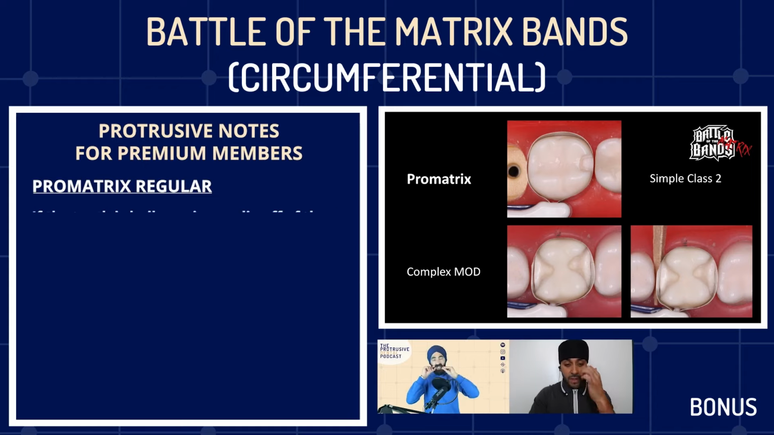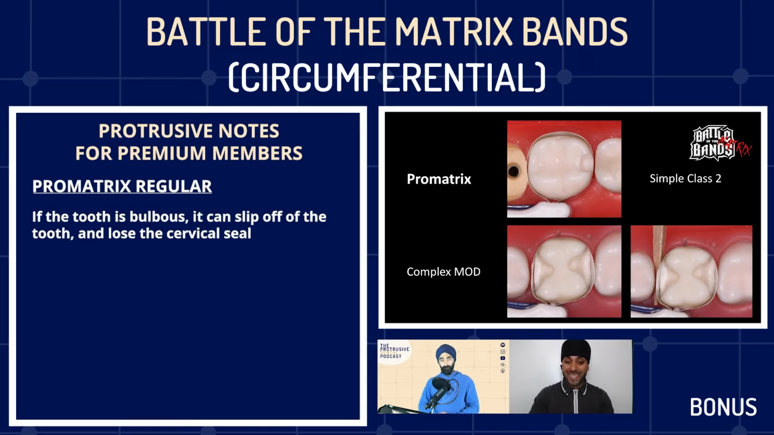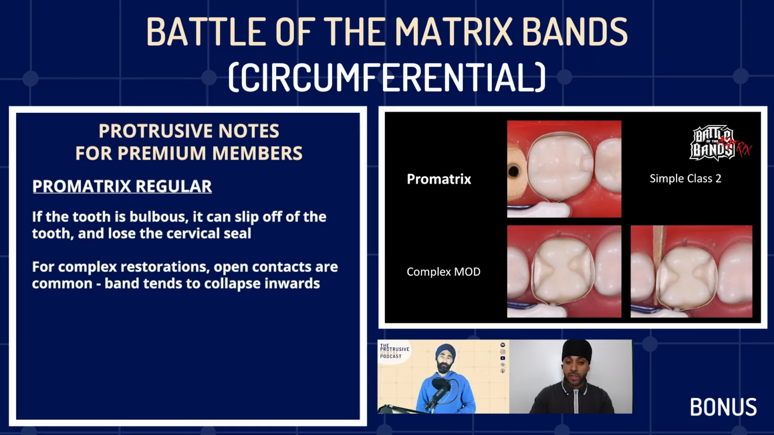Again, same thing. I found if the tooth was bulbous, it could actually slip off, which was quite frustrating. And for more complex restorations, open contacts are pretty common. Again, once more, it collapses inwards. And I think we still have the overhang risk with this, with amalgam particularly, you're going to pack, and it can escape through the bottom.